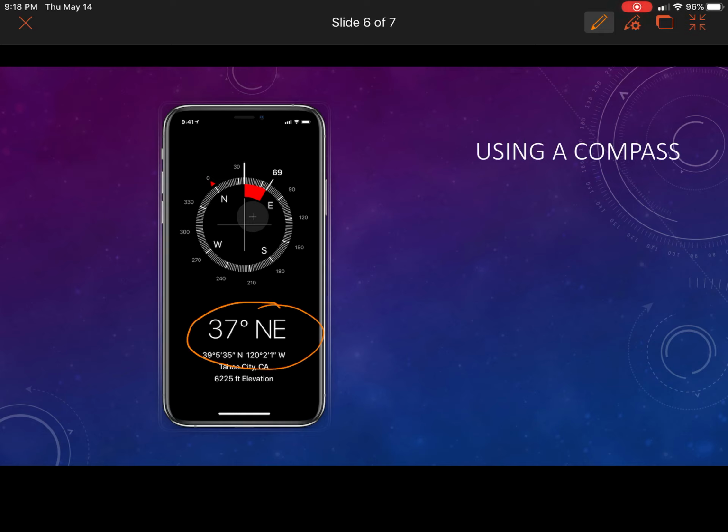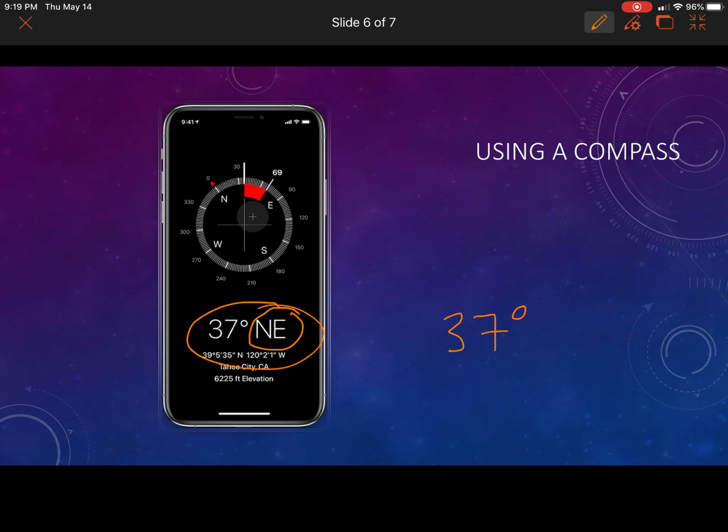So you can find any object. You're going to point your phone, holding it with palms flat, at whatever object you're looking at, and then read the compass bearing off of it. I don't actually need the northeast part of it, you just need the degrees. So you would write down 37 degrees for this one. And again, I'll also find a little video on how to do this so that you're not confused.